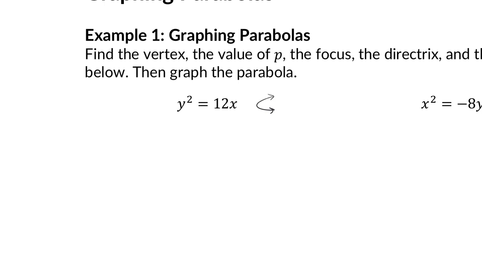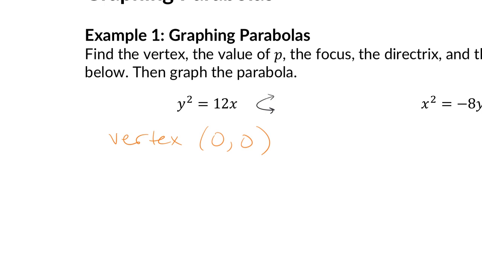The vertex are the numbers that have been added and subtracted to x and y, the h and k, just like everything else. What's h and k here? Yeah, 0, 0. So our vertex is at 0, 0. A nice boring example for you to start us off.